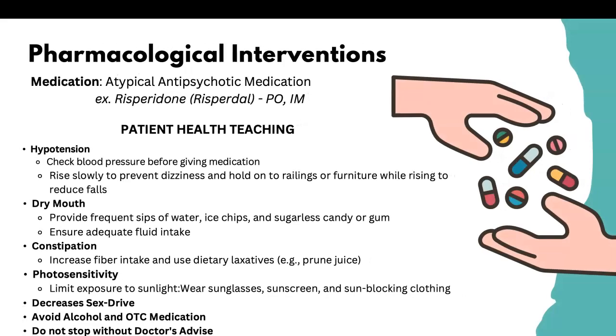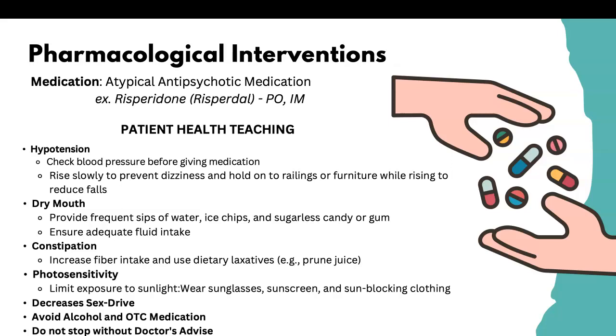The pharmacological intervention. Medication is usually a typical antipsychotic medication, for example, risperidone, via tablet or IM. We have to teach the patient the following side effects: that there would be hypotension, so we have to check blood pressure before giving medication, have him rise slowly to prevent dizziness, and hold on to the railings or furniture while rising to reduce falls. Dry mouth, so we have to encourage frequent sips of water, ice chips, and sugarless candy or gum, and ensure adequate fluid intake.